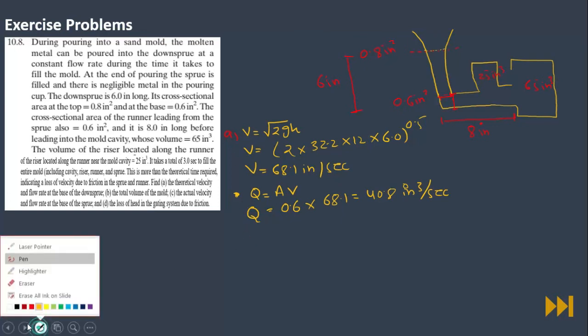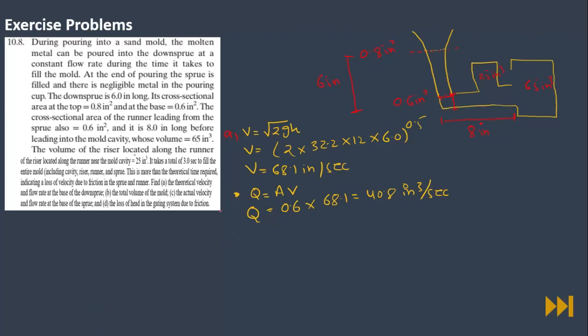Second one, in part B, it asks for the total volume of this cavity. So that would be equal to the volume of the mold cavity, that is 65, plus the volume of the riser, plus the volume of this runner, that is 0.6 into 8 inches, plus the volume of the down sprue.